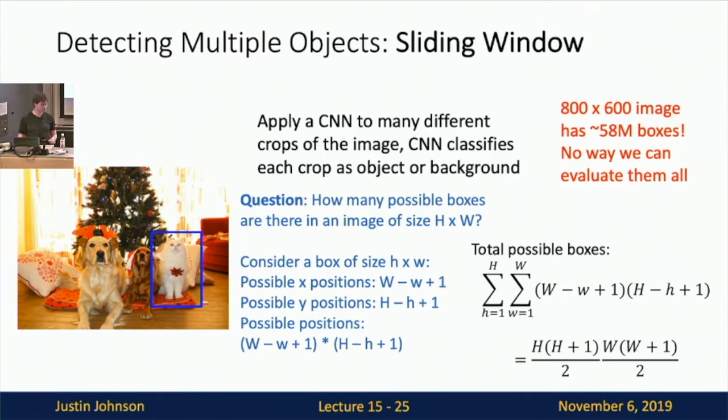Yeah, is there a question? Yeah, the question is that even if you could do this and you had infinite compute, you'd probably end up identifying the same object over and over again with slightly offset windows. And yeah, that's exactly correct.